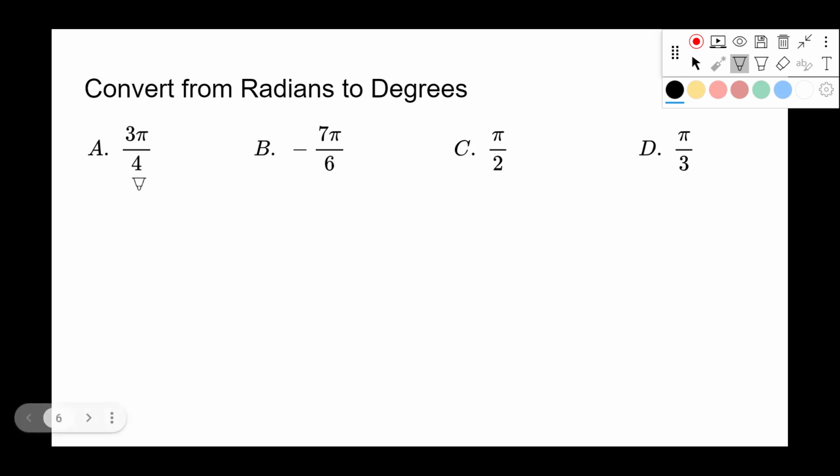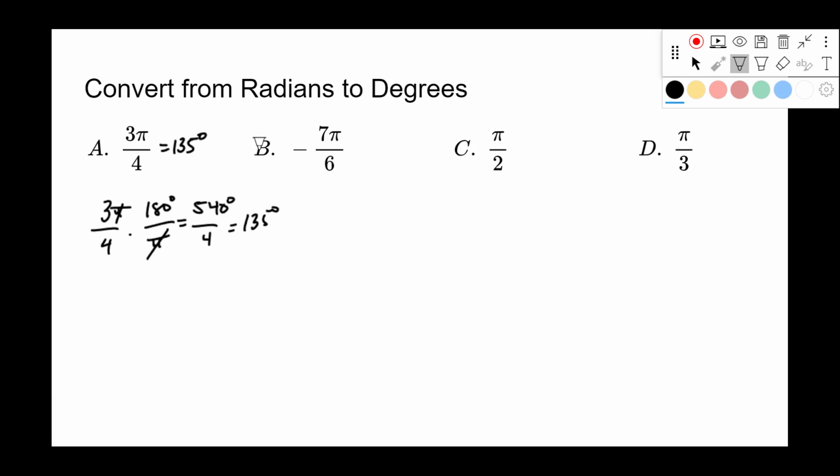3 pi over 4. We're going to multiply 3 pi over 4 by 180 over pi. So the pi's knock out now. And then we get 540 over 4, which if we clean that up is 135. 135 degrees.